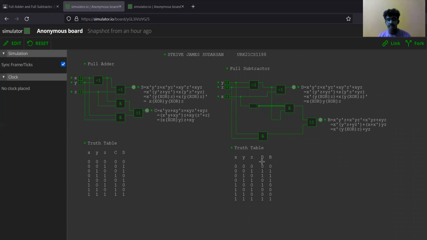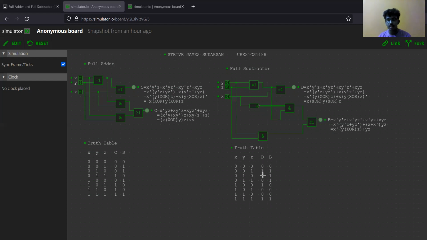But here it is given as, instead of sum, we are using difference, and instead of carryover, we are using borrow. Others are all in the same format of that. Now we can calculate the formula for D using the truth table.